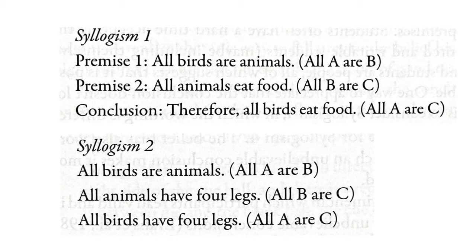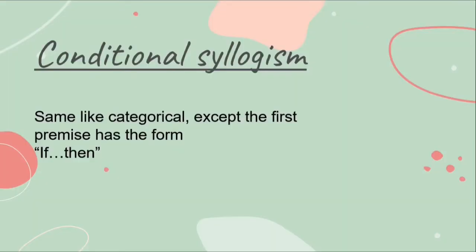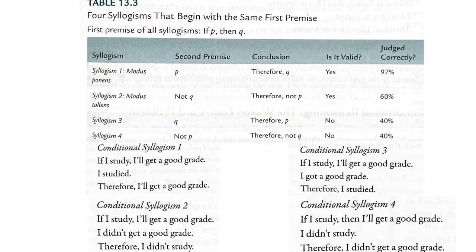Syllogisms can have validity but not truth, or can have truth but not validity. Take these examples. Every statement is true, but the syllogism is not valid. So, what we can say here is, just because someone has a good reasoning does not make them the truth. Another type of syllogism is conditional syllogisms. It is the same as categorical, but the first premise has the form if, then. This table shows 4 syllogisms that begin with the same first premise. It also shows how many people correctly judge its validity.